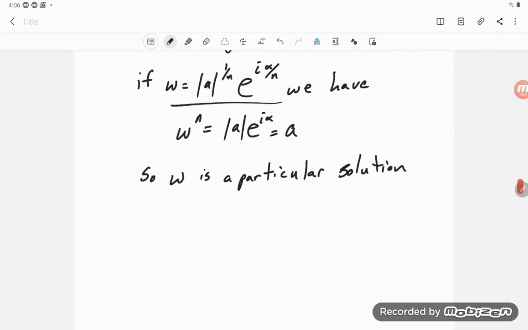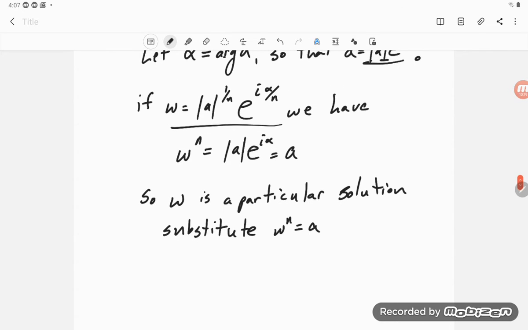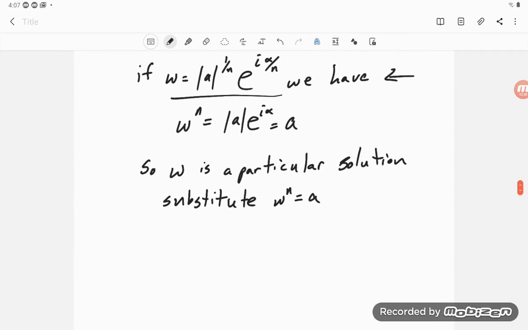And then they say substituting for a in the original equation. Okay, so substitute w^n equals a. So we found a solution, so that's what they're trying to get at. We found a solution, but it seems like there probably ought to be many more solutions.